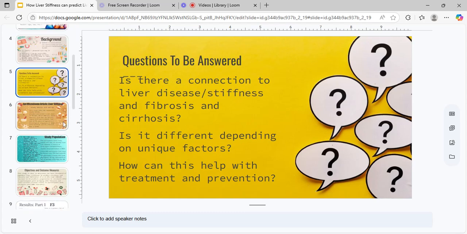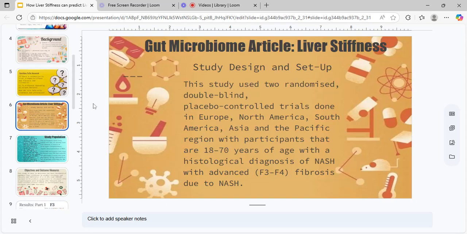So hopefully this will answer every one of those questions. All right, now we are on to the article. So this is a gut microbiome article, because it is talking about the gut and also the liver and just how your body is going to react to this.